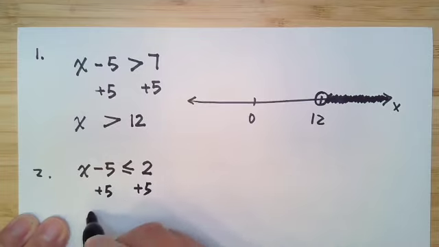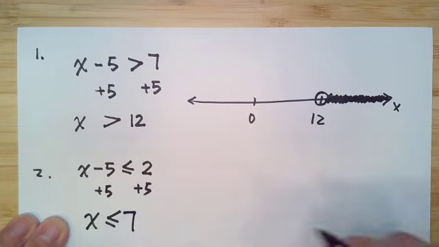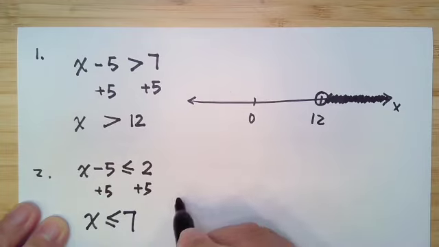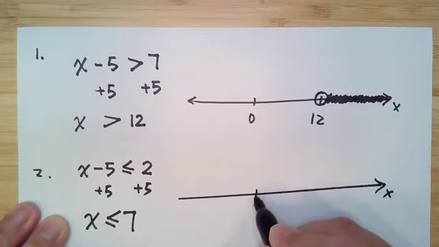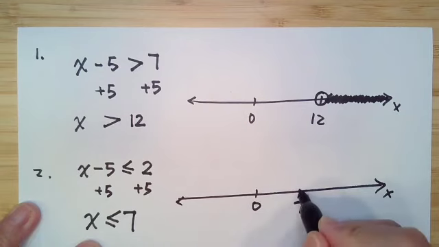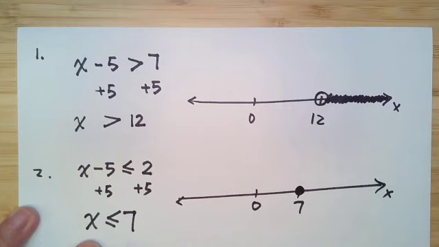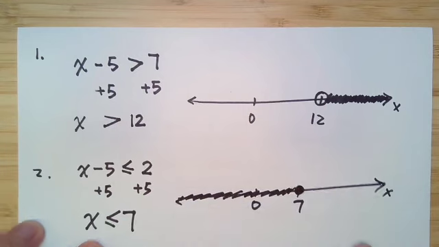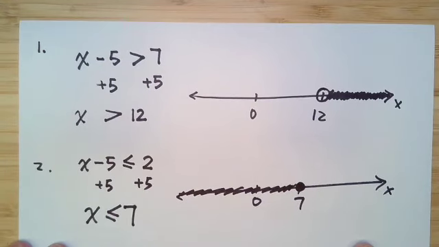So I will have x is less than or equal to 7. Then we have x and a 0 and a 7. The good thing, I always put a solid point because I have this equal, and then less than means to the left. See, it's pretty easy, isn't it? I already used the rule to solve this inequality.